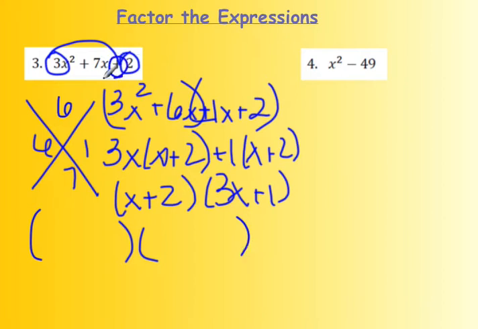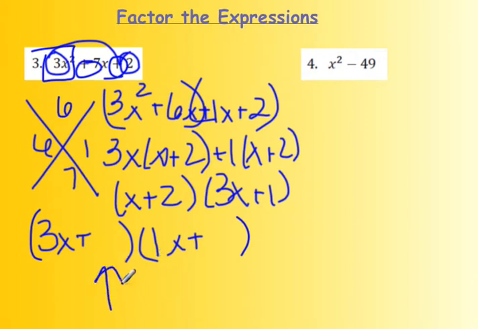Because our C value, the 2, is positive, I know I'm going to have 2 of the same signs. Since our 7 is positive, I know they're plus. I need to figure out how I can divide up 3. The only things that multiply to 3 are 3 and 1. So I can put a 3x there and a 1x there. Now I need to figure out what to put into these spots to make it work. I somehow have to divide up factors of 2, and factors of 2 are 2 and 1.